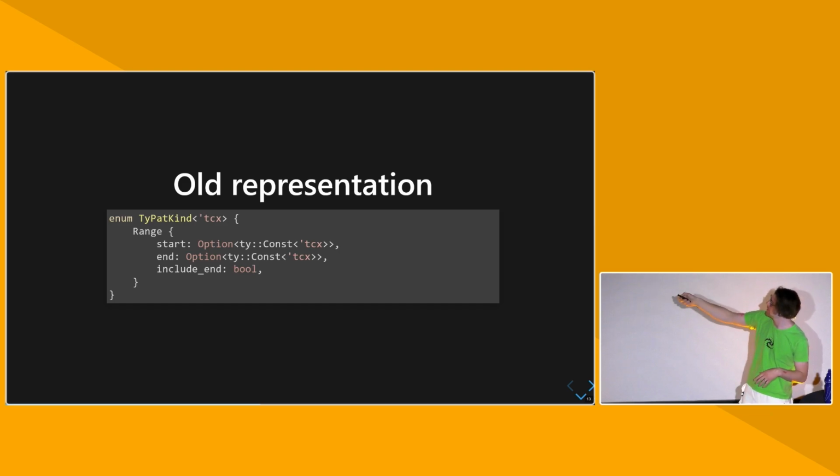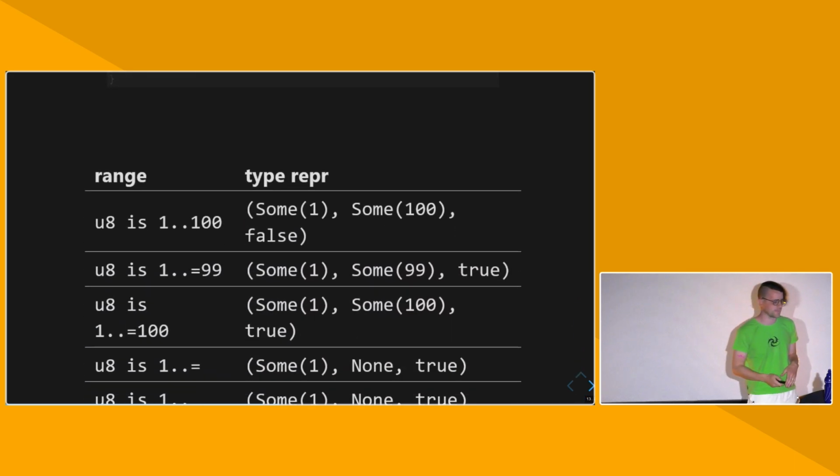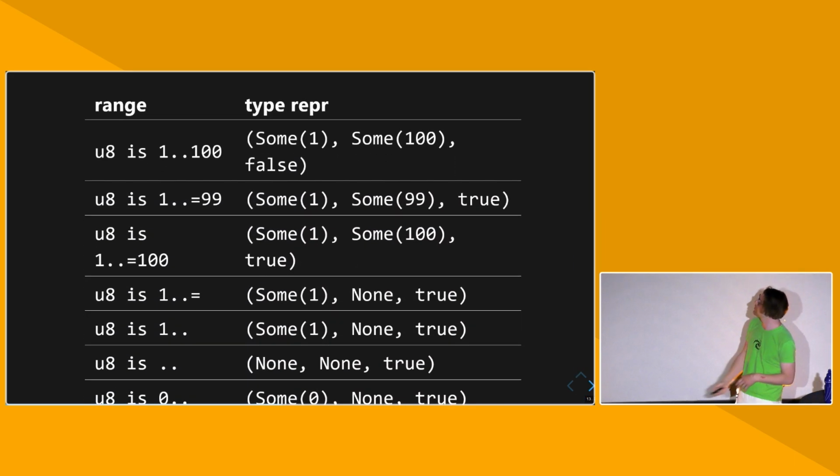The end has the same thing, and then we have an include end because you could write ..= or... And this representation represents exactly how we would represent it in the AST because that's how ASTs work. They just represent what you're writing. In the type system, this has a bunch of problems.